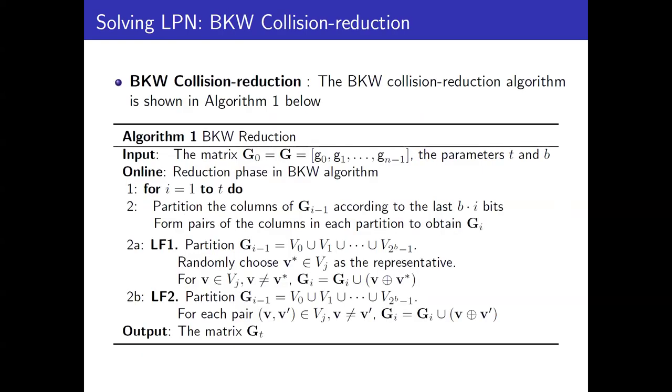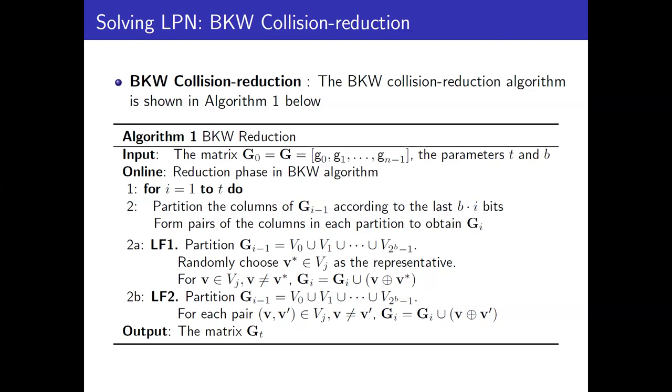And the BKW collision reduction is shown in this algorithm. Actually, we have the generator matrix at the beginning here, and some parameters T and B. We make some reduction on this matrix as follows. There is a loop of T iterations. In each iteration, we partition the columns of the original input matrix according to the last B times i bits. And we form pairs of the columns in each partition to obtain a new matrix. There are two strategies here. One is F1. In F1, we choose a representative in each partition, and then we XOR this representative to everyone else in the same partition to get a new element that cancels the last B bits.